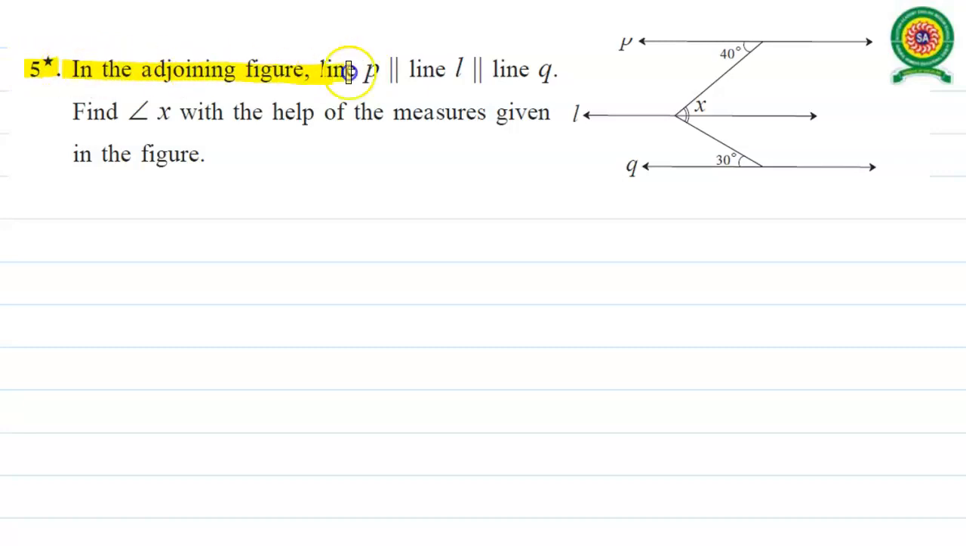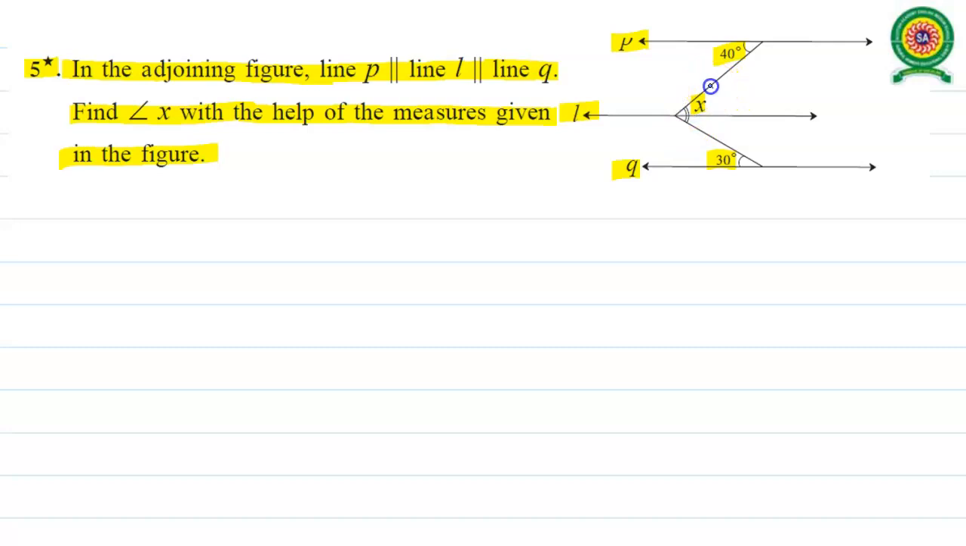Now look at question number 5 from practice set 2.2. In the adjoining figure, line P is parallel to line L, which is parallel to line Q. Find X with the help of the measures of the given angles in the figure. Look at the figure. We have line P, line L and line Q as the parallel lines. We have a 40 degree angle, we have a 30 degree angle, and the overall angle becomes X.